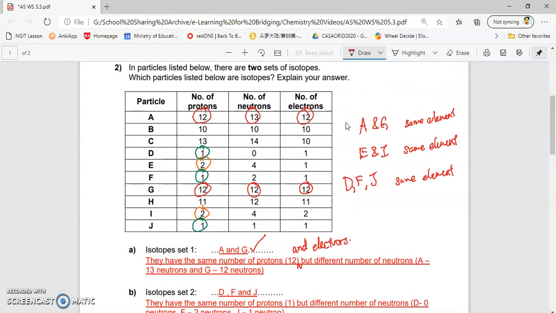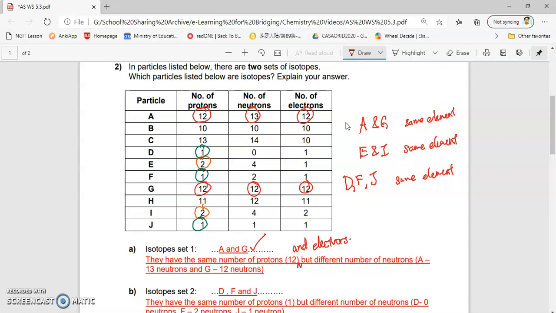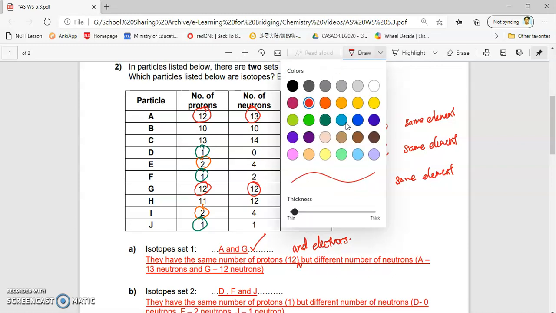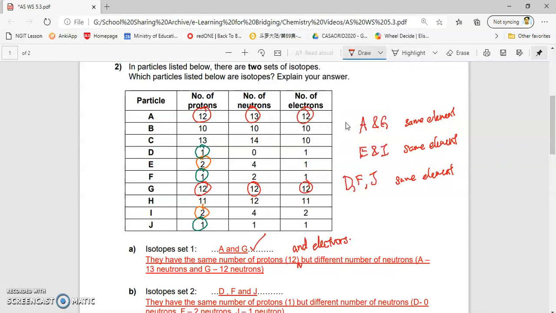Next one, let's compare set E and I. Let's use the orange color. E and I, same number of protons. Oh, different number of electrons. So therefore, E and I cannot be considered as isotopes. They are not isotopes. So instead of saying isotopes, let's put not isotopes.